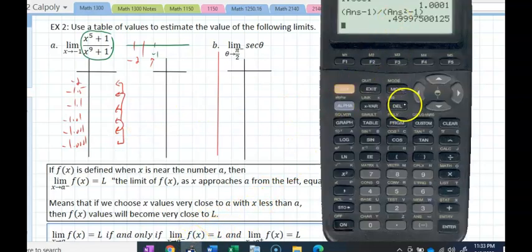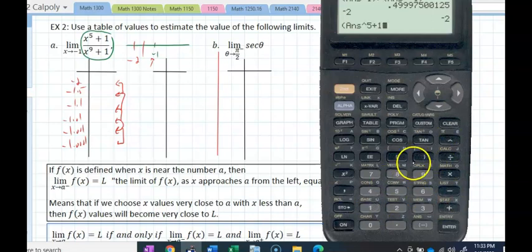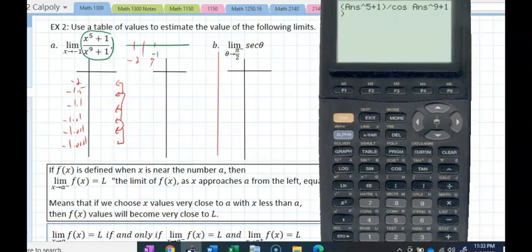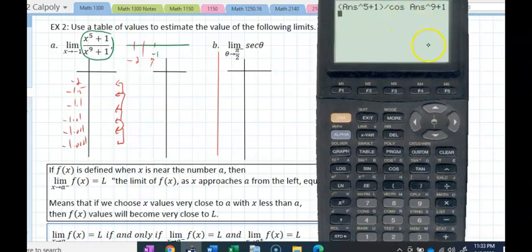So I'm going to type -2 for starters. Make sure you use this negative, not that minus. Now that's stored in my answer, but now I have to write a new function. I'm going to take my answer and raise it to the 5th power plus 1, divided by the answer to the 9th plus 1. I already stored the -2 in there, so let me see what went wrong. Oops. I put a cosine instead of parentheses.